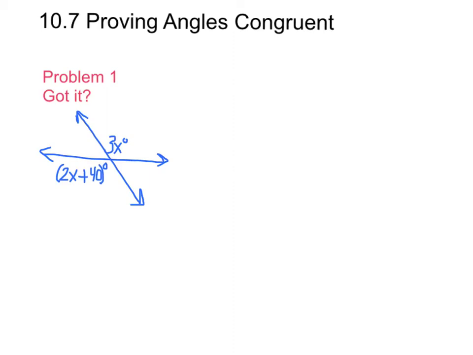On problem 1 on page 637, under the got it, we want to find the value of x. I have copied it here into this problem. This is not a proof. We just have to find the value of x. So because vertical angles are congruent, we can write the equation 3x equals 2x plus 40. We subtract 2x on both sides, and therefore the value of x is 40.